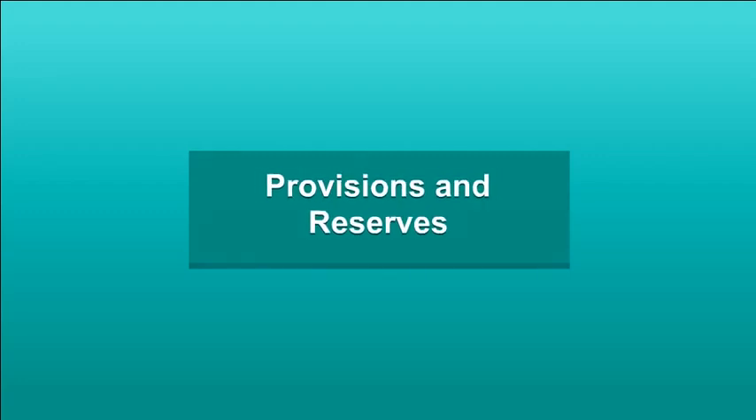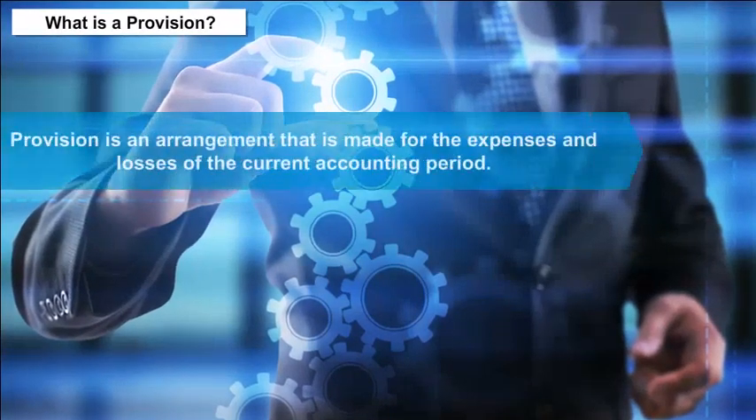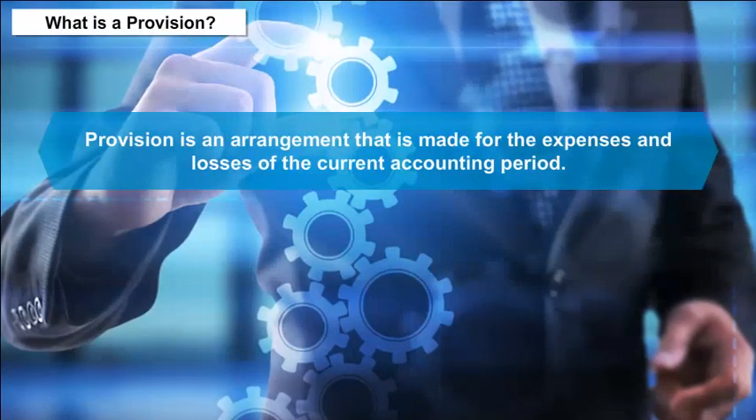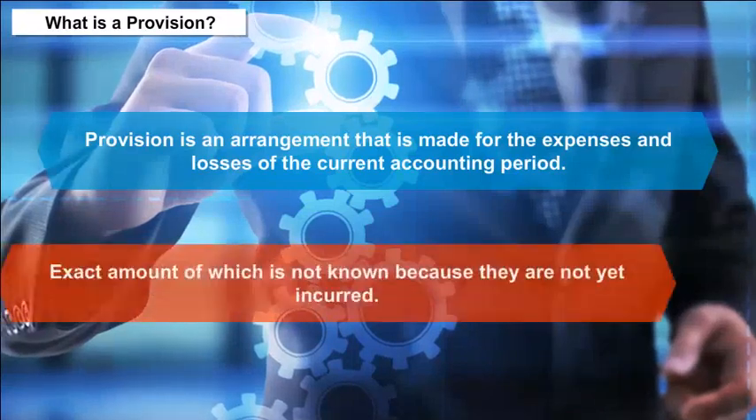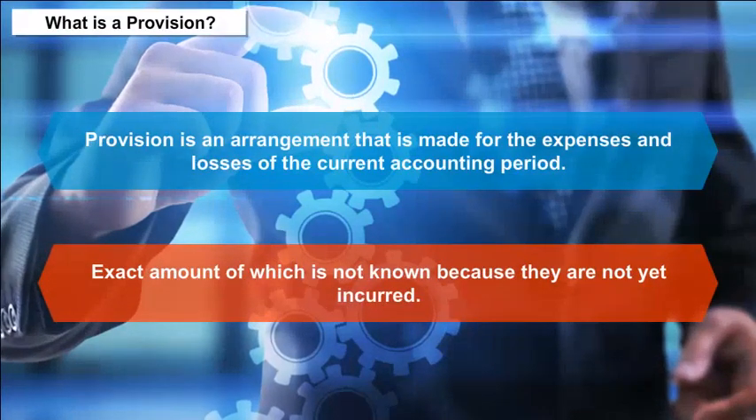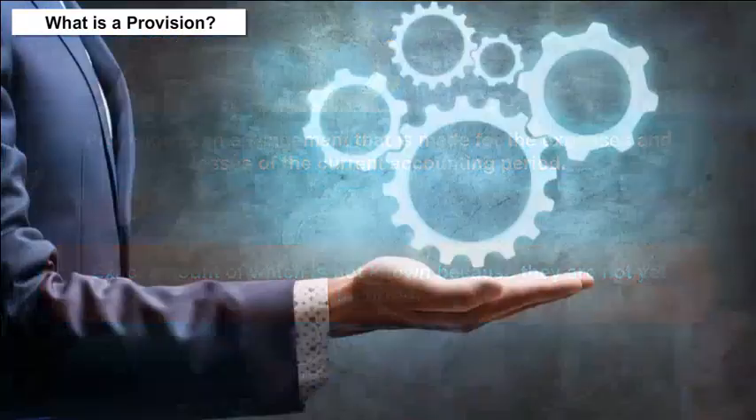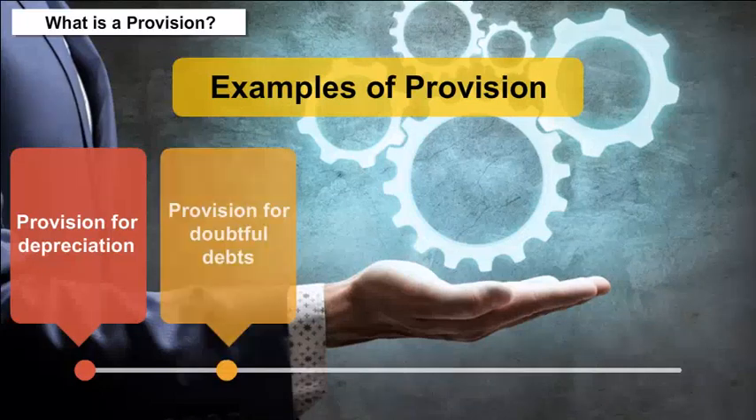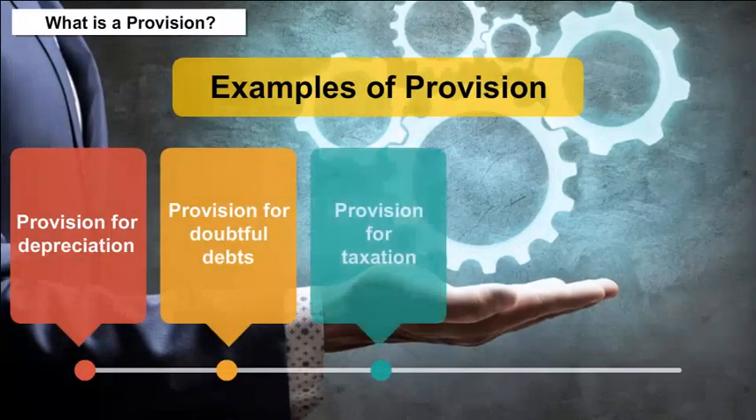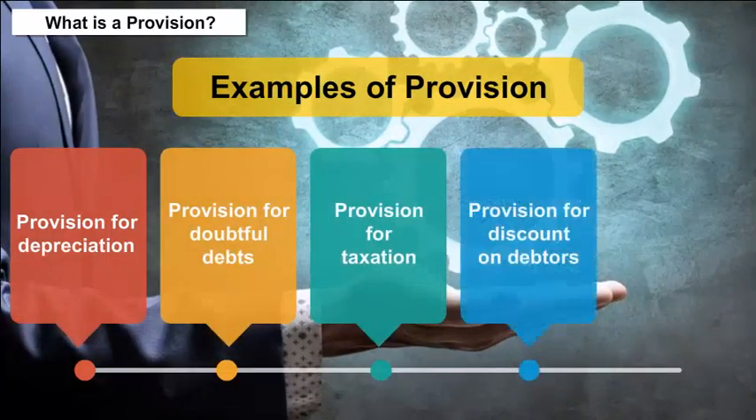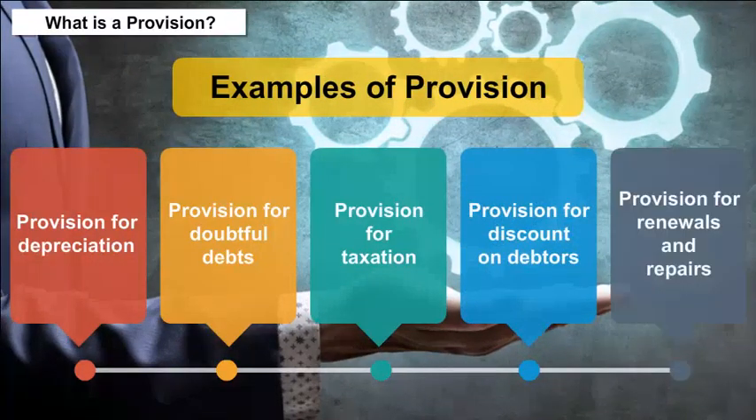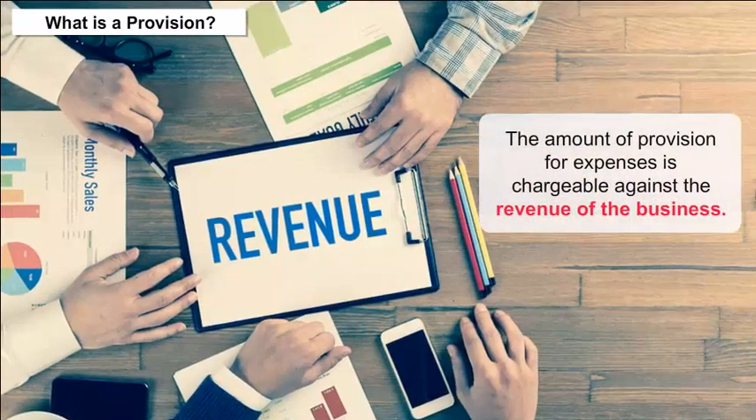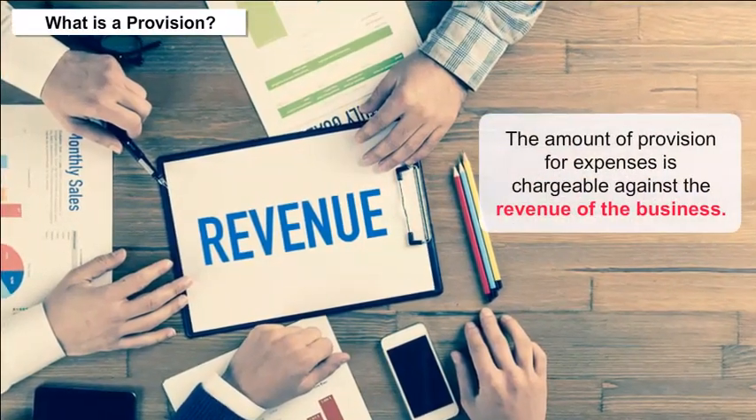Provisions and reserves. What is a provision? Provision is an arrangement that is made for the expenses and losses of the current accounting period, but the exact amount of which is not known because they are not yet incurred. Examples of provisions are provision for depreciation, provision for doubtful debts, provision for taxation, provision for discount on debtors, provision for renewals and repairs. The amount of provision for expenses is chargeable against the revenue of the business.